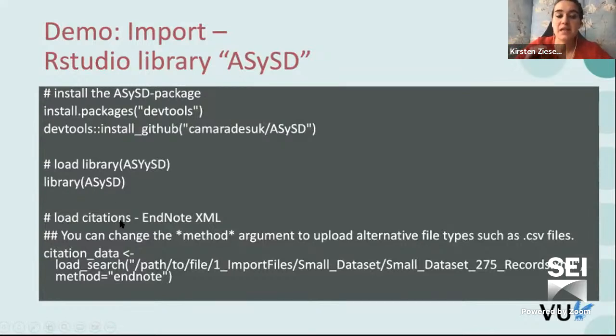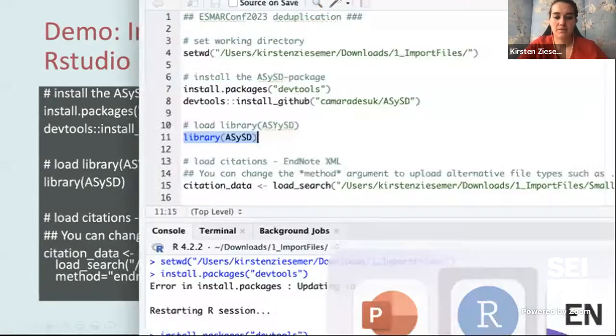Then our next step is our XML file. And here is the code for it, and I'll show you it later in RStudio, is that we can change the method argument in this citation data where you load the search by using different kinds of methods. You can change it to, for example, CSV files. All right, let's see.